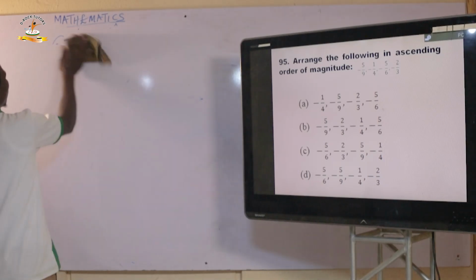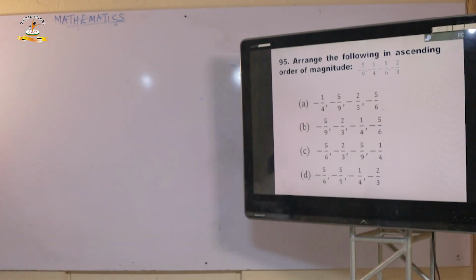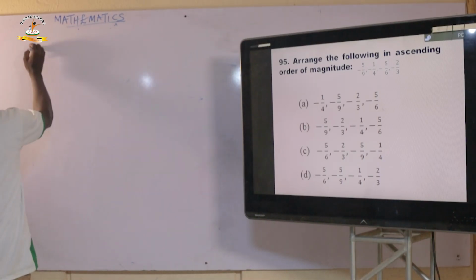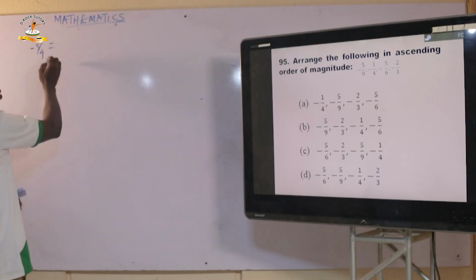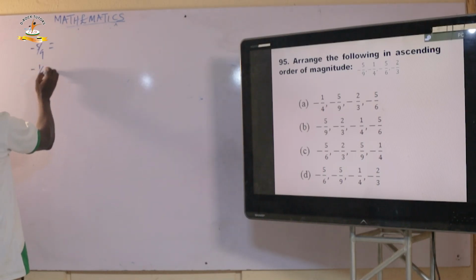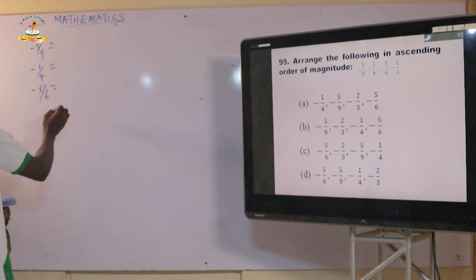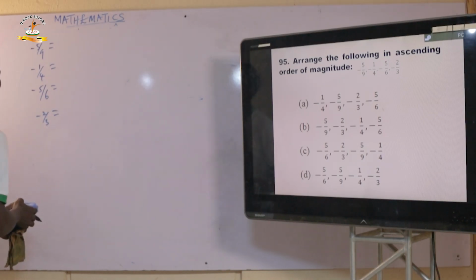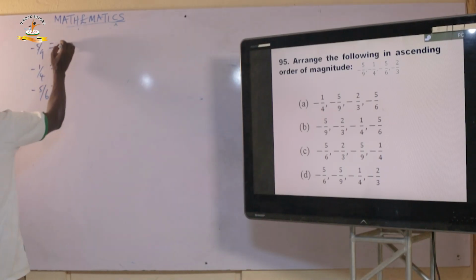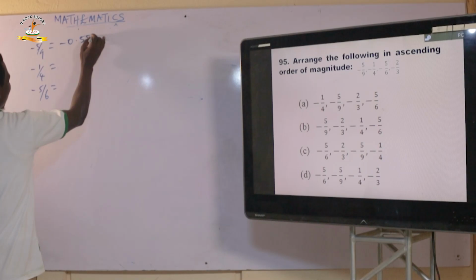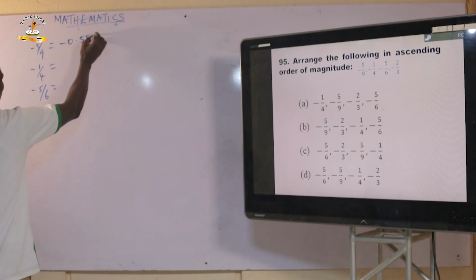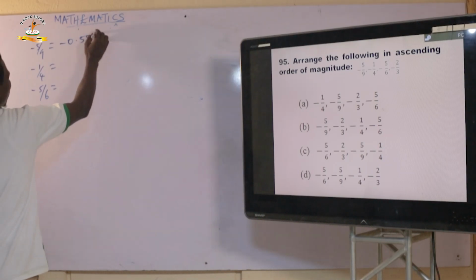So I will quickly write this out. You have minus 5 over 9, minus 1 over 4, minus 5 over 6, minus 2 over 3. So you quickly bring out your calculator and perform this. 5 over 9 is minus 0.555 and so on. Let's just say minus 0.556 approximation.